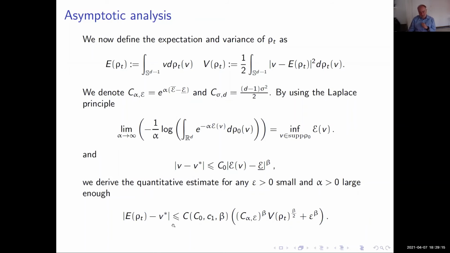So by combining these two ingredients, you get this inequality, and what you can see is that making small the distance of the expected value from the global minimizer is obtained as soon as the variance goes to 0 and alpha has been chosen large enough so that this epsilon is small enough. Okay, so this is the way one can try to prove convergence of the expected value to V star. So it's all about the variance.